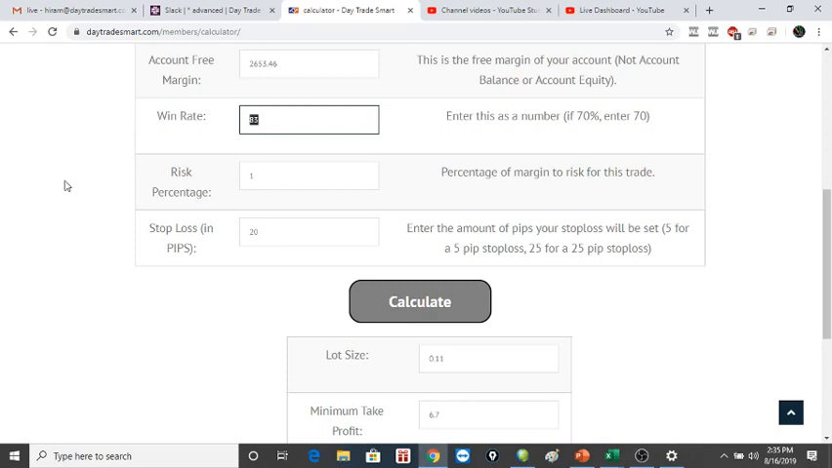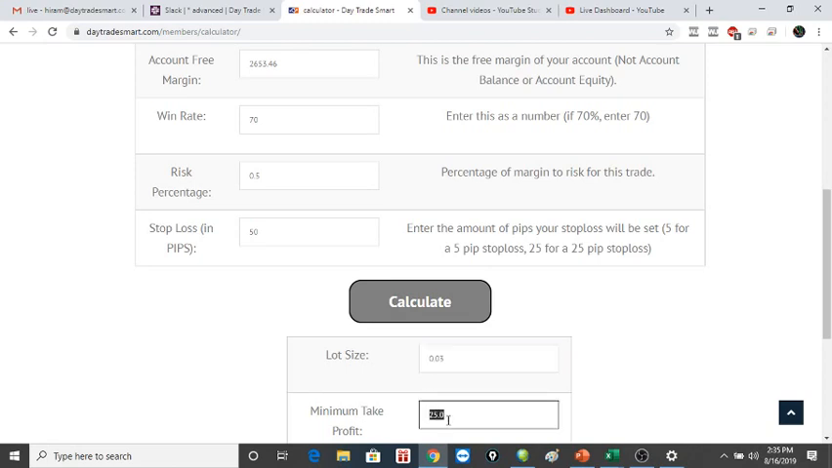And then let's just say that we're at 69% win rate. That's just below 70. If I press this calculate button, it's going to say do not trade. So again, it's going to use very conservative numbers. So let's say 70% win rate. And let's say our stop loss is 50. Let's use a big stop loss. So this says that my lot size should be 30 cents a pip. So 0.03 lot size. And minimum take profit is 25 pips.